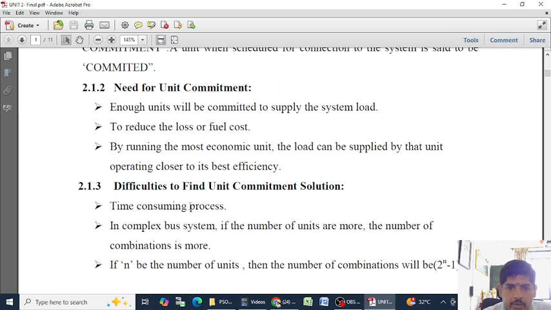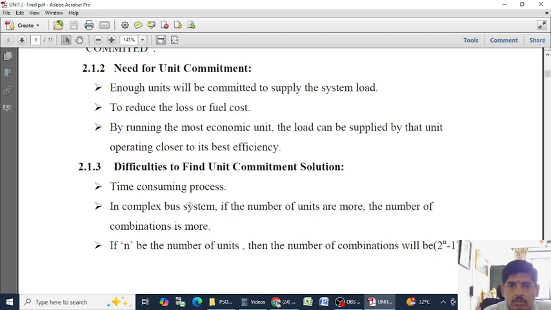So what is the need for unit commitment? Enough units will be committed to supply the system load. Another is to reduce the losses and the fuel cost. The operating cost is of prime importance, so we reduce the losses and also the fuel cost. And the third is that by running the most economic unit, the load can be supplied by a unit operating closer to its best efficiency. These are the points considered for the need of unit commitment.